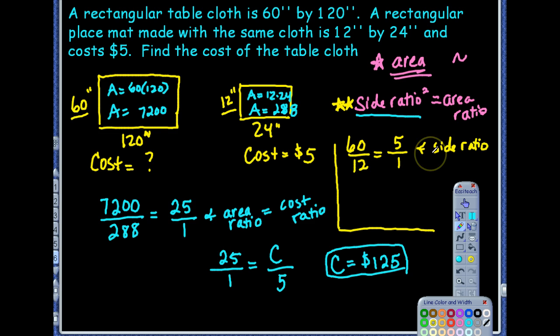Now, what could you do with the side ratio to find the area ratio? Just square it. So if I square the 5 to 1, I get the 25 over 1, which is the area ratio we found when we found the areas.